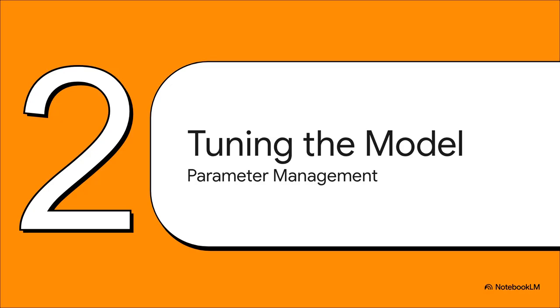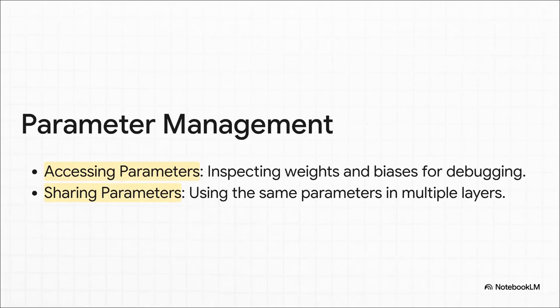Okay, so we've put our machine together. Now let's pop the hood and look at the thousands, or hey, even billions, of tiny little knobs that let it learn. We're talking about managing the model's parameters. There are really two main things we need to be able to do with these parameters. First, we've got to be able to access them, to peek inside a specific layer and see what its weights and biases look like. That's super important for debugging.